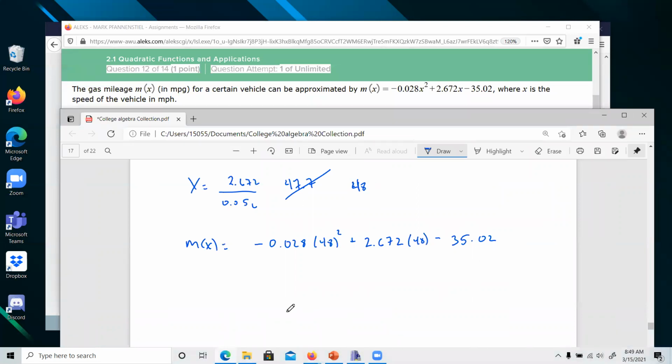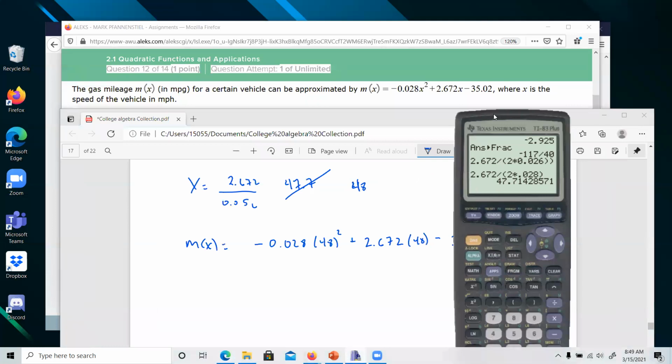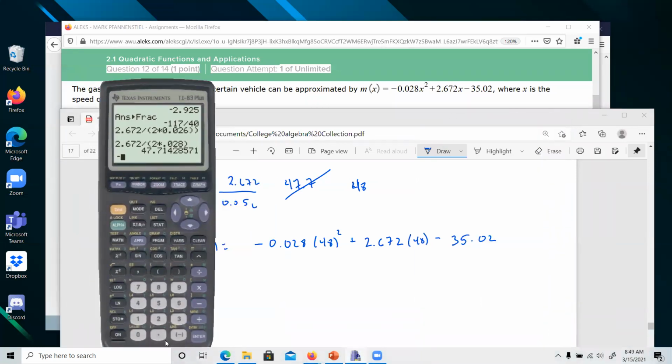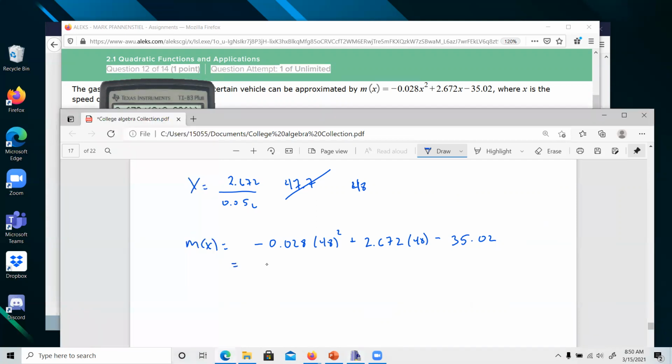All right. Let's see here. So we're going to type this in. Negative 0.028 times 48 squared, plus 2.672. And this is the kind of problem that you're going to see. This is very representative of real-life types of problems, right?